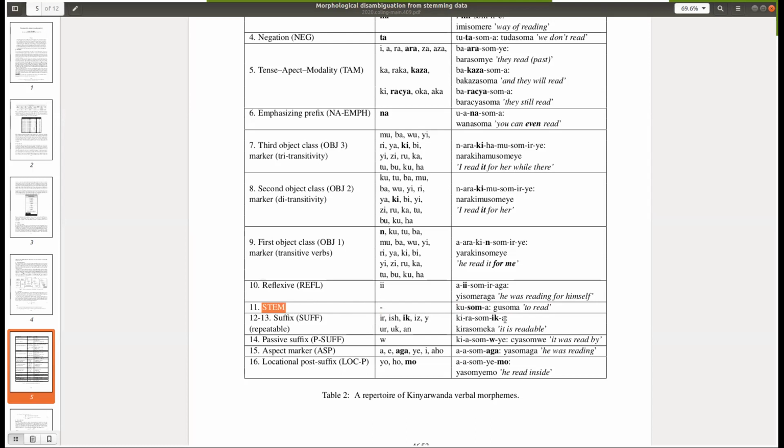So for example, kirasomeka, this expresses a lot of interesting linguistic phenomena. I'm not a linguist, but these suffixes are very interesting. We can see them coming up in the examples above. So this IR is in yarachihamusomeye. So IR, I think it means you're doing something for someone else. Oh no, it means something else that is captured.